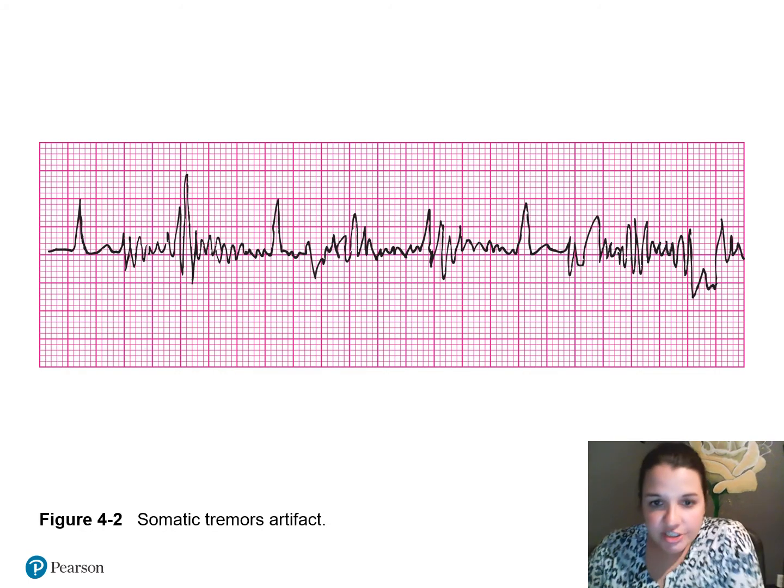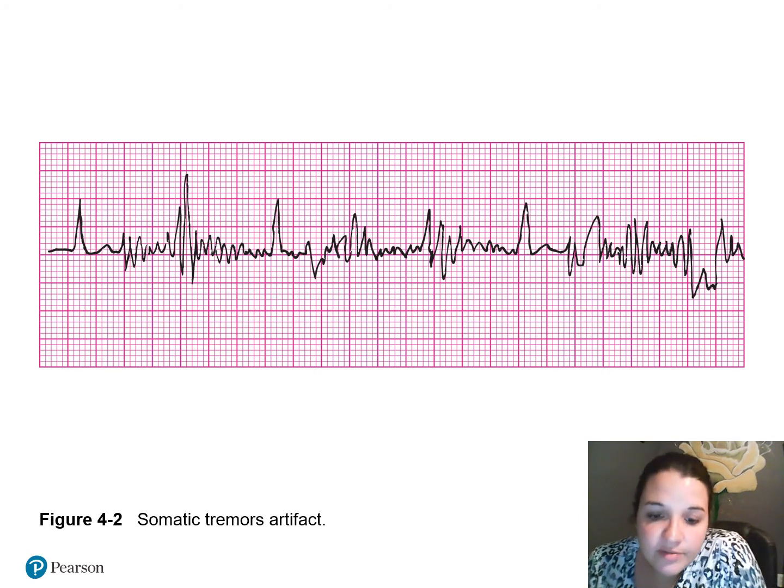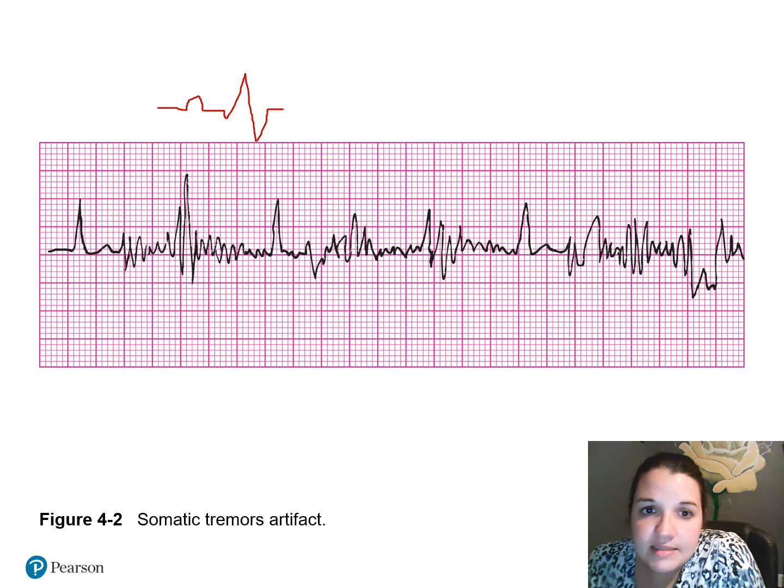So if you look at your somatic tremor, remember, what does an EKG look like? We talked about this in chapter 2. A normal EKG, we're going to have a P, Q, R, S, and a T wave, a little bit of space, and then it's going to do it again. P, Q, R, S, and a T wave.